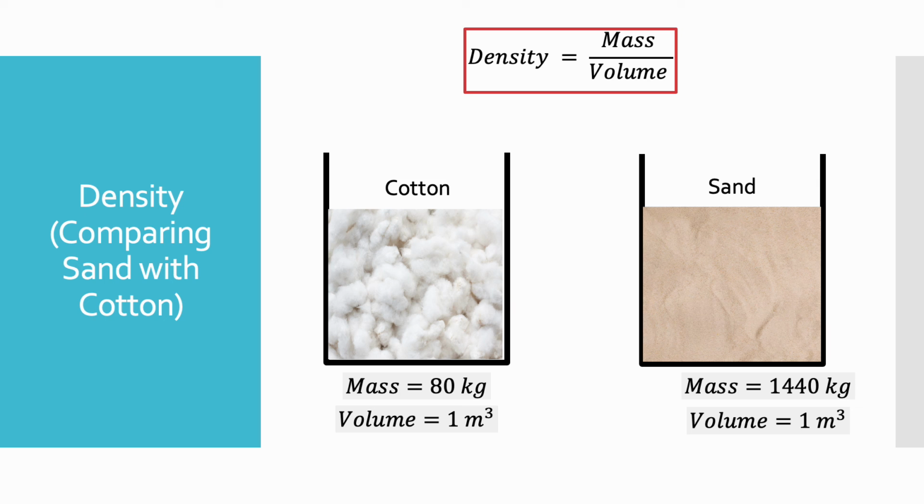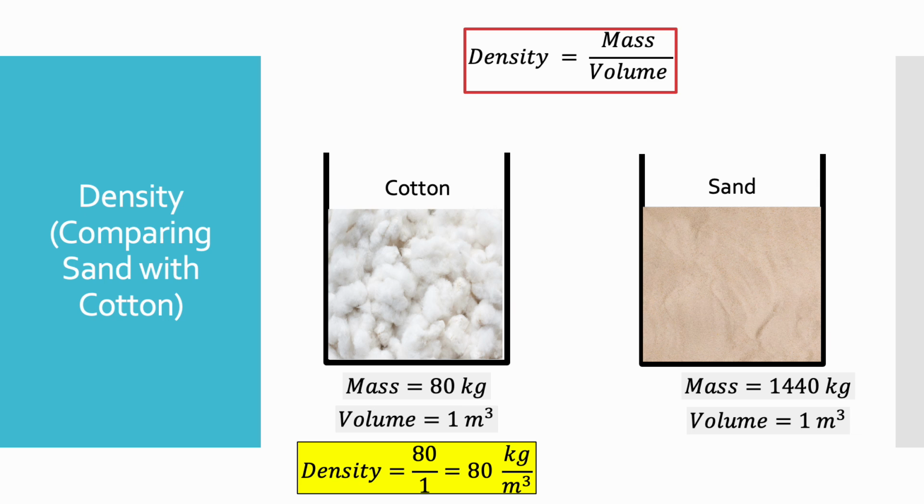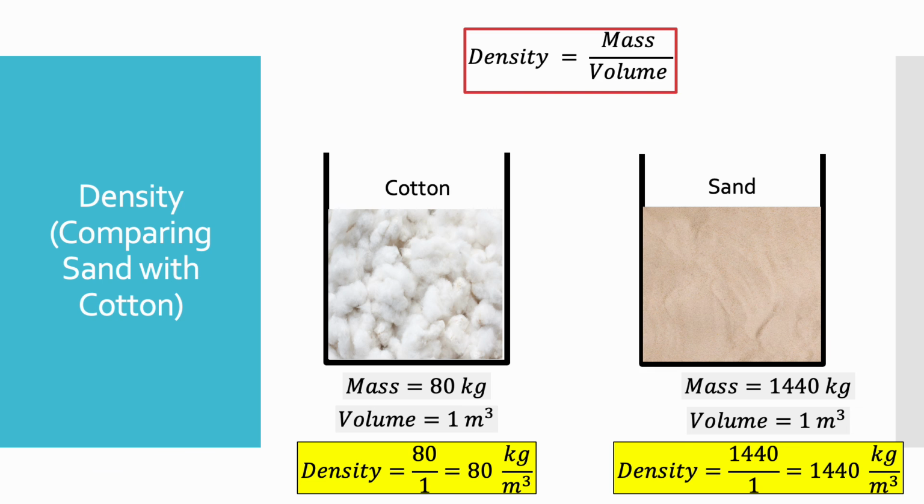Density is mass divided by volume. So density of cotton is equal to 80 divided by 1, which is 80 kilograms per meter cubed, and density of sand is 1440 kilograms per meter cubed.